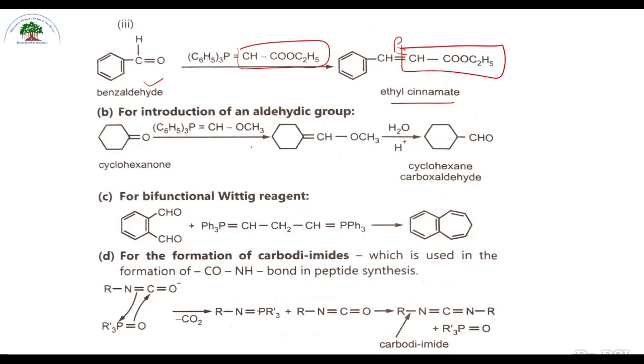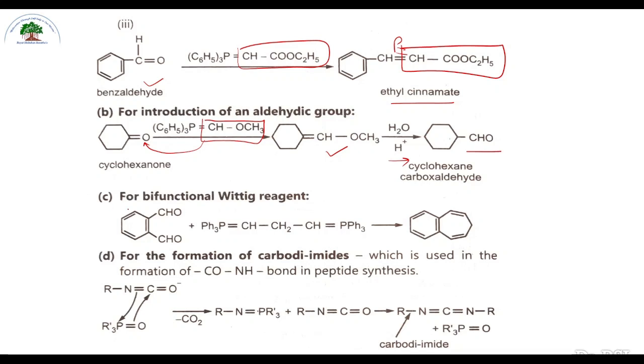For introduction of an aldehyde group, we can prepare the specific phosphorus ylide in which there is CHOCH3. So this can be attached here and we get this product. And after acidic hydrolysis, we get cyclohexane aldehyde.